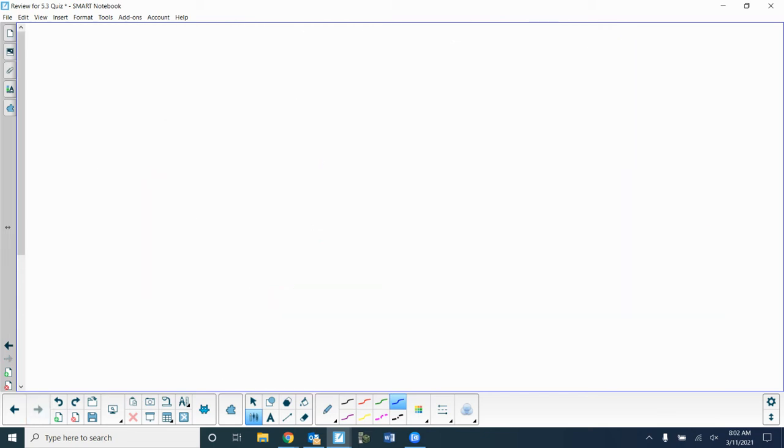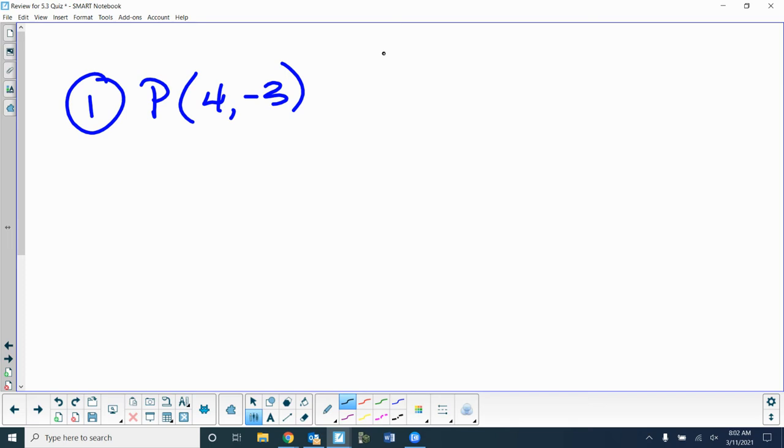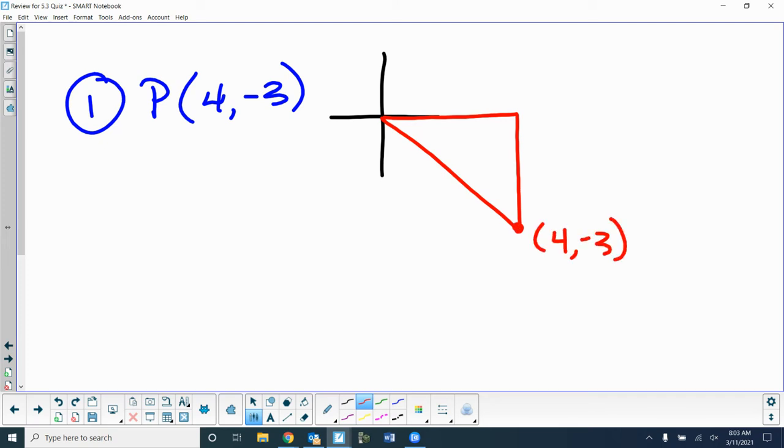Okay, so doing number 1, the point was 4, -3. What quadrant is that point, 4, -3? 4th, right? So my picture is going to be down here. This point is 4, -3. That makes this, there's my right angle always on the x. That makes my y -3, my x 4. Theta, remember, is always back there.